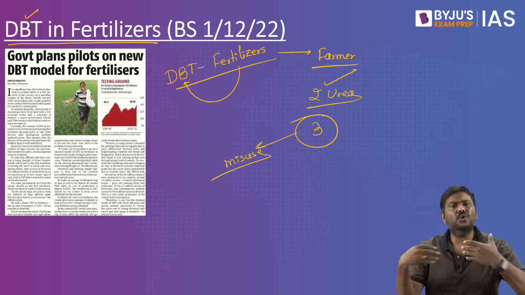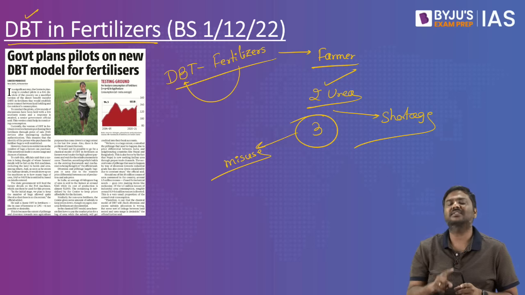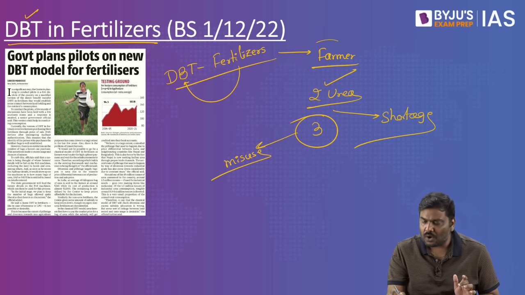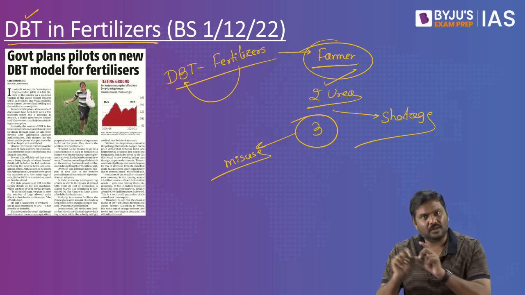The other farmer who might actually require the urea, because we import a lot of it, suddenly there is a rise in the demand. Let's say the monsoon is very good, suddenly there is a rise in the demand for urea. There might be a shortage for another farmer. So there could be a mismatch between supply and demand despite having a DBT in fertilizer. All of this happens because we don't know how much the farmer actually requires.